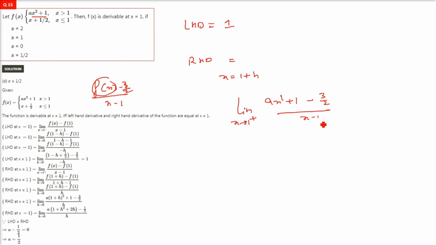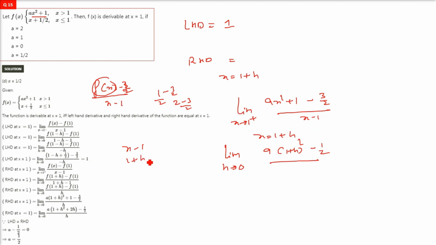In the denominator we have x minus 1. So in place of x, replace it by 1 plus h, and then limit h tends to 0. You have a, and in place of x, put 1 plus h whole square. So 1 minus 3 by 2 is going to be negative half. For x minus 1, 1 plus h minus 1 gives h.